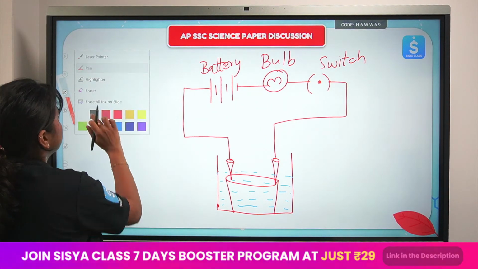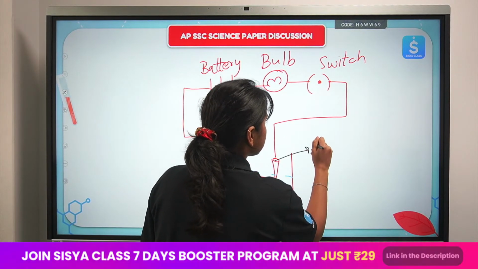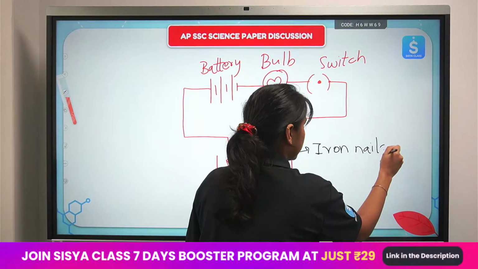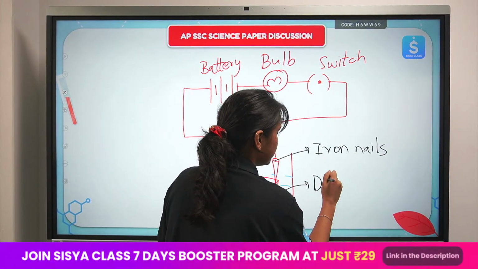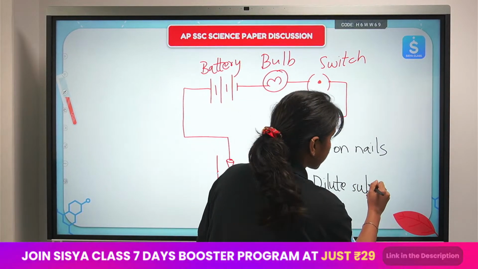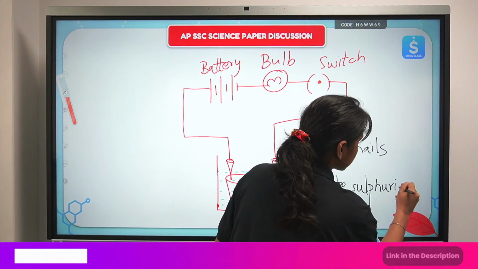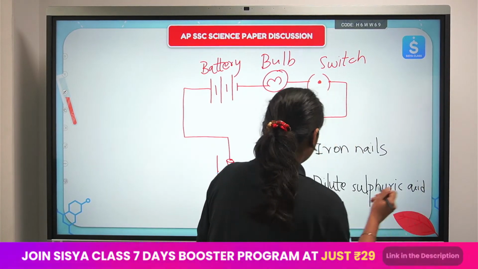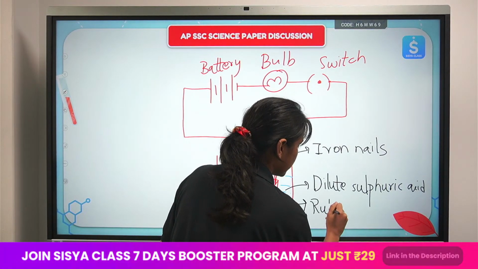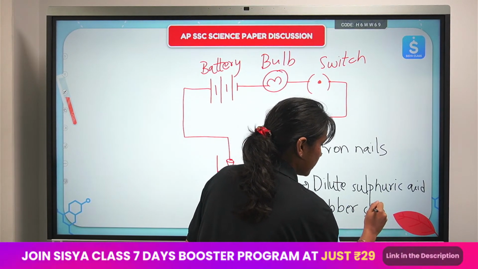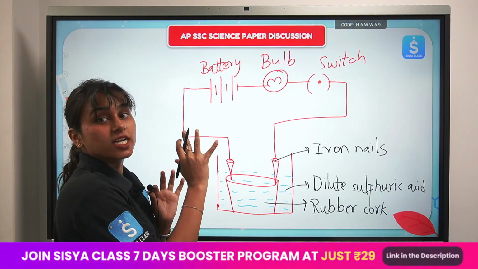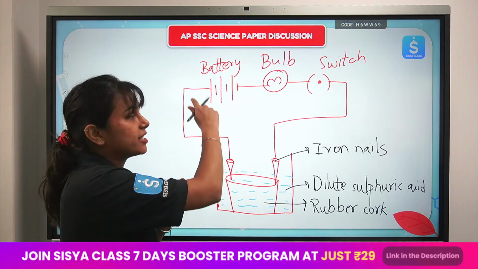Now we'll name it. These are our iron nails, which are acting as electrodes. This is our dilute sulfuric acid, and this is our rubber cork, right? So now this becomes our diagram in which the liquid is conducting electricity.